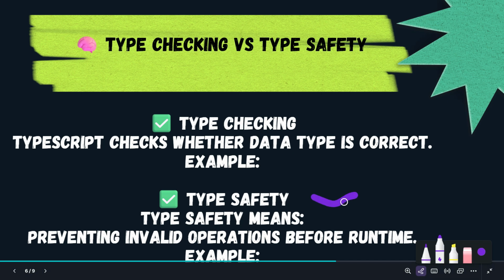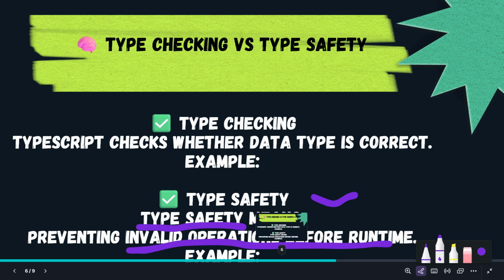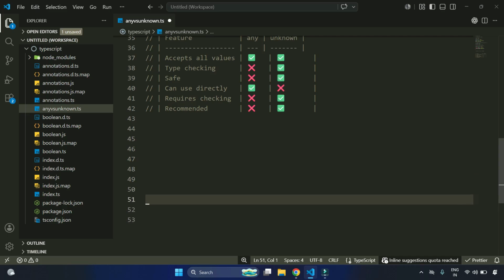And then there is type safety. Here type safety means what? Preventing invalid operations before runtime, and we will also check an example. So let's go to VS Code and check all the examples. I am going to check type checking first: TypeScript checks whether the data type is correct or not.